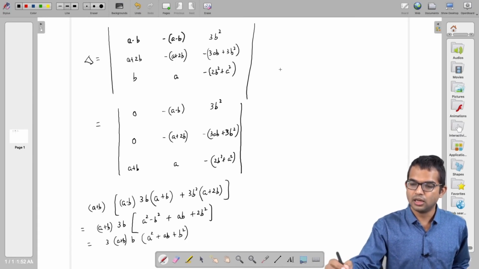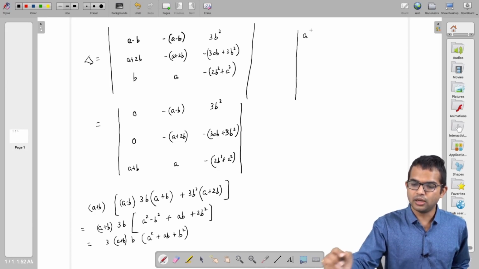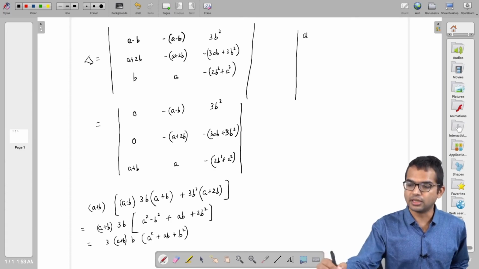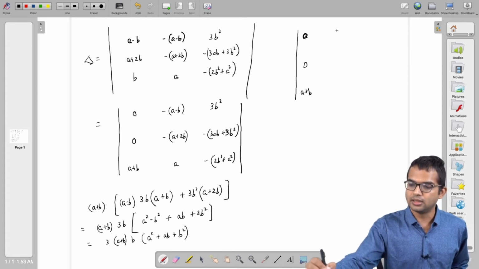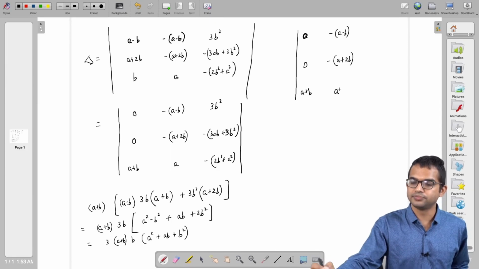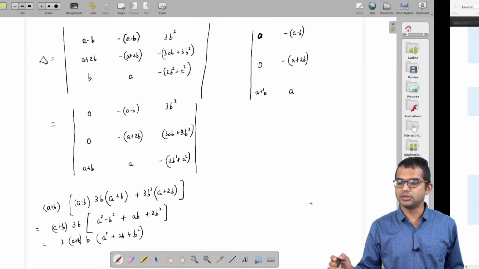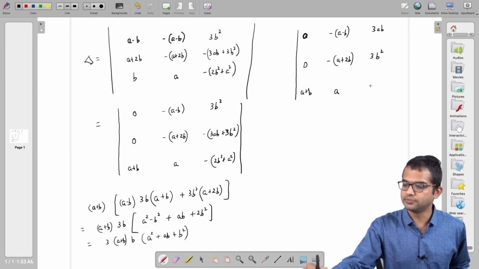So the other determinant that I need to evaluate, to get the answer for z, I'll have to find. So a minus b. In fact, the first two columns are the same, so I will do exactly the same transformation, which is to add the first column and the second column. So I might as well write this as 0, 0, a plus b, and then this will be minus a minus b. This will be minus of a plus 2b, and I have a, and only the third column changes, and the third column is 3ab, 3b squared and 0.